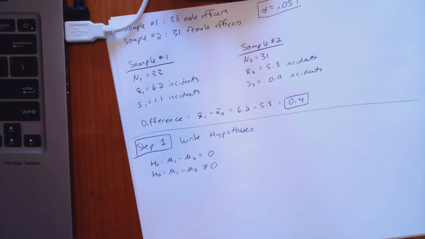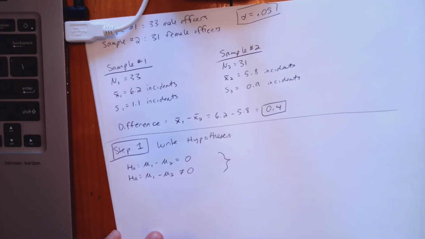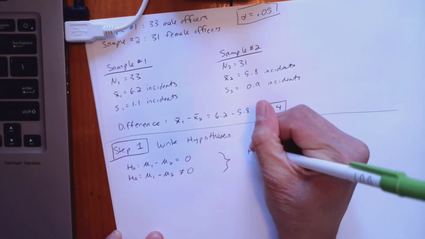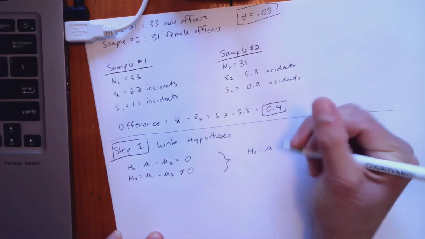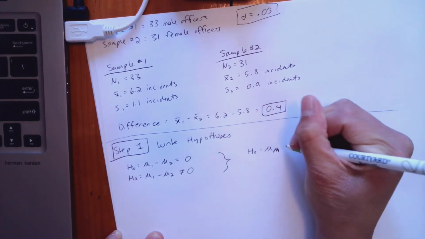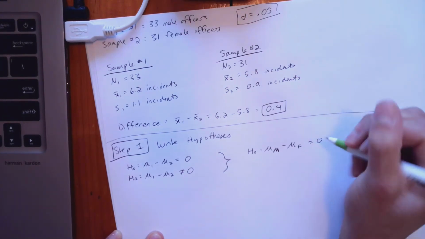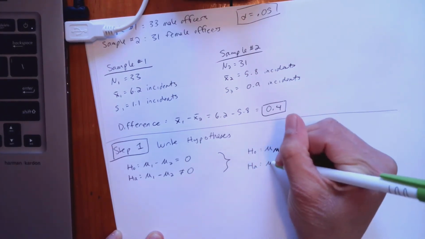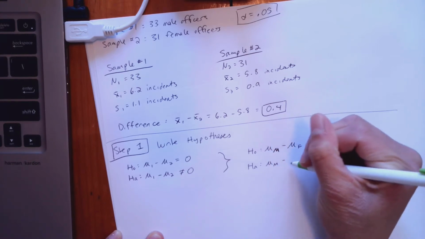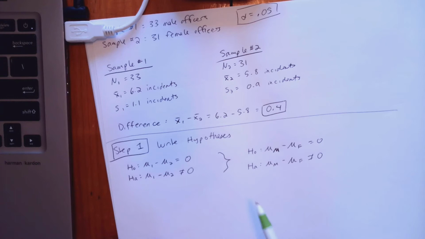And for this example, you can write these out if you want to just keep track of who you're looking at more. We could also write this out as saying mu M minus mu F, so for male and female police officers, is equal to 0, or that it's not equal to 0.